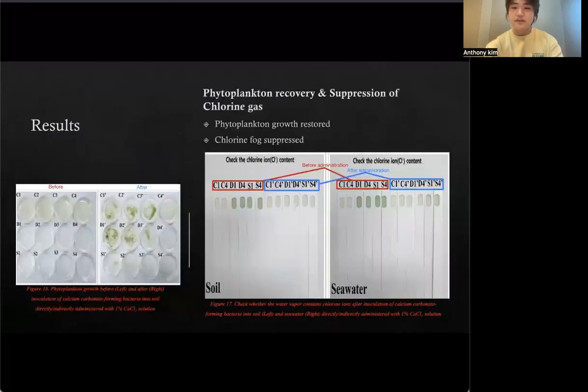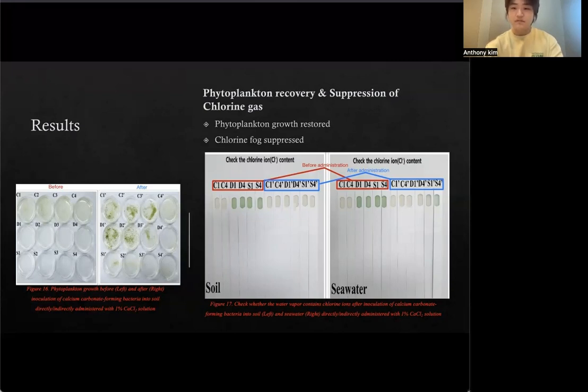Next is the phytoplankton recovery. Figure 16 shows left as before and right as after addition of bacteria. Before, the phytoplankton is clearly struggling to live in the direct and indirect conditions. However, when looking at the right side after the bacteria administration, there are clearly more signs of phytoplankton, even in the direct and indirect administrations.